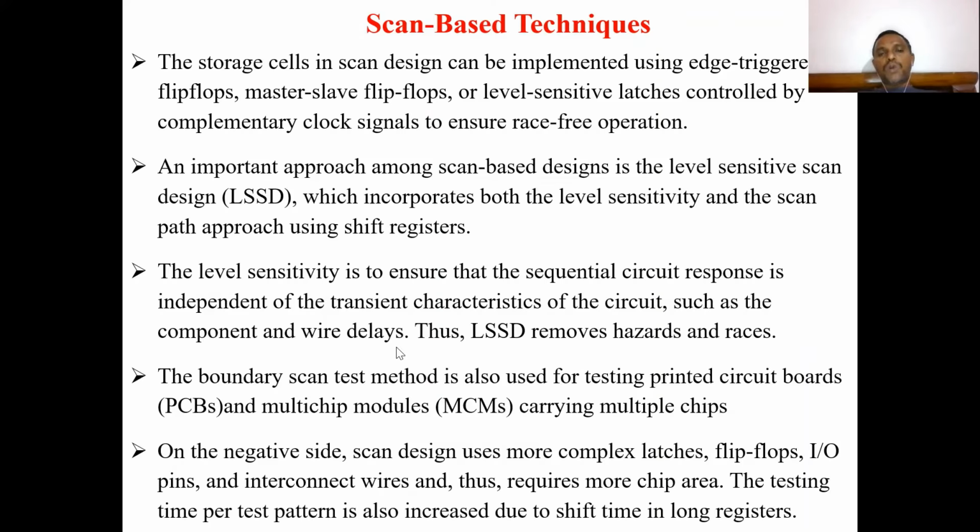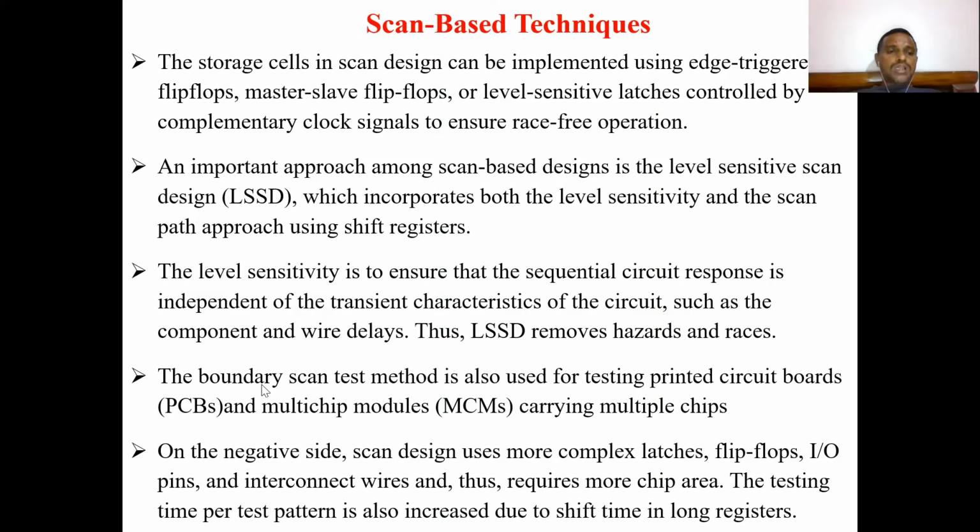So what is the importance of incorporating this level sensitivity? It will ensure that the sequential circuit response is independent of the transient characteristics of the circuit, such as component and wire delays. Thus LSSD removes hazards and races. Hazards are due to the delay in the signal we are applying, so we cannot get the expected outputs. That hazard will be eliminated by using level sensitivity.